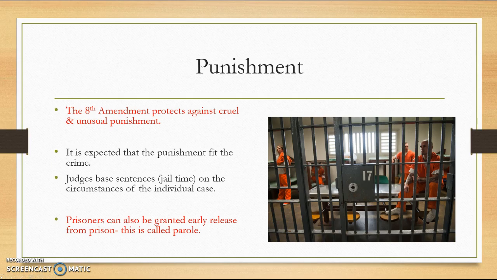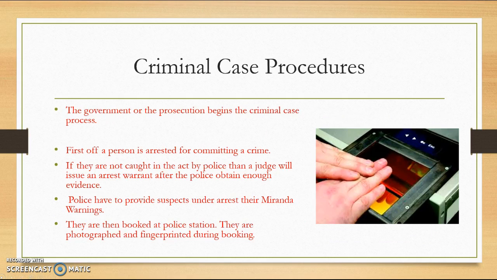Now, even with this said, most sentences are reduced. Prisoners can be granted early release from prison. This is called parole. When a person is let out on parole, they're still monitored by the government. They're given a parole officer that they have to check in with on a regular basis.